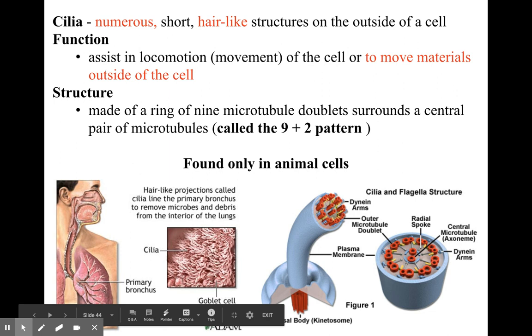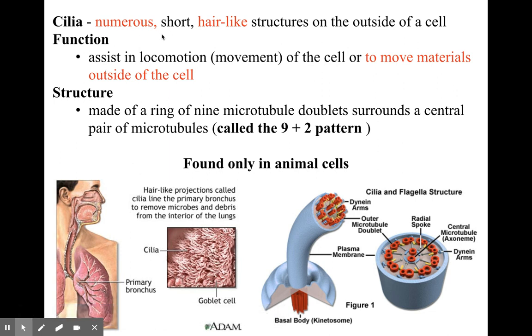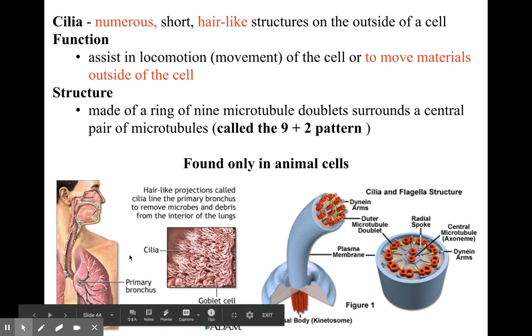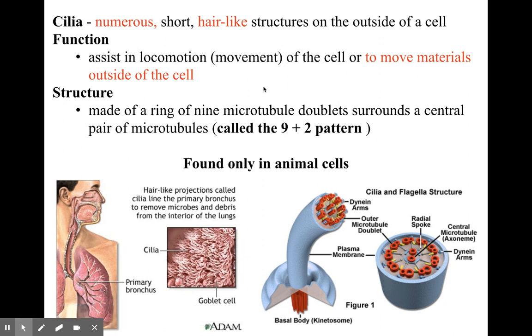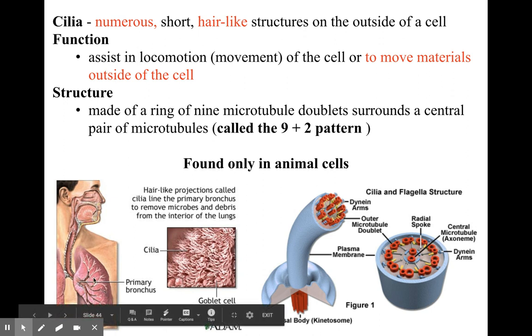On the outside of cells, we could find cilia. Cilia are only found with animal cells. They're numerous and they're short and they're hair-like structures that are on the outside of our cell. If it was a single cellular organism, they help the movement of the cell. Like in us, we have cilia because it actually helps move materials around the cell or away from the cell. So we have cilia that line like our throat and part of our lungs.